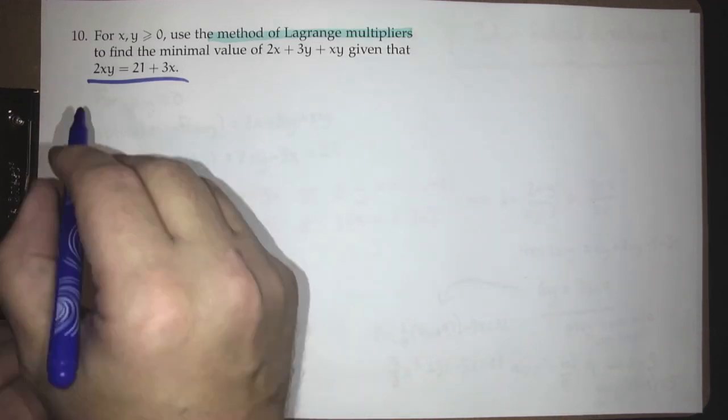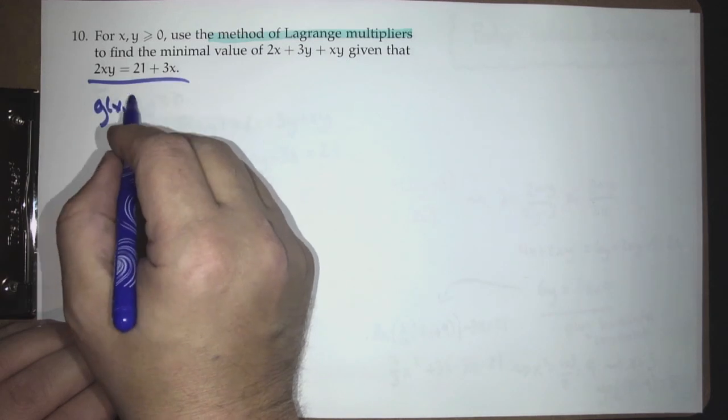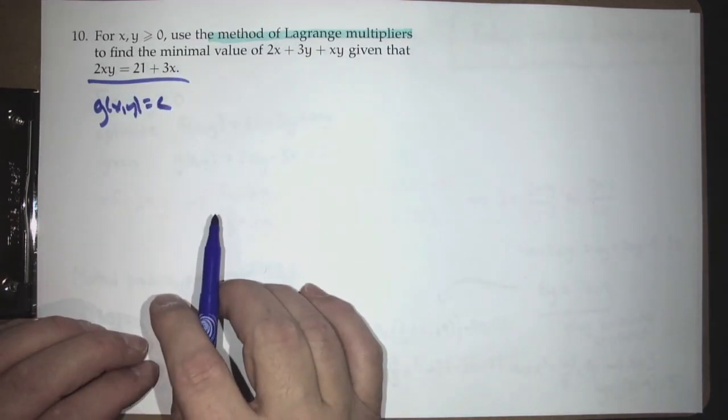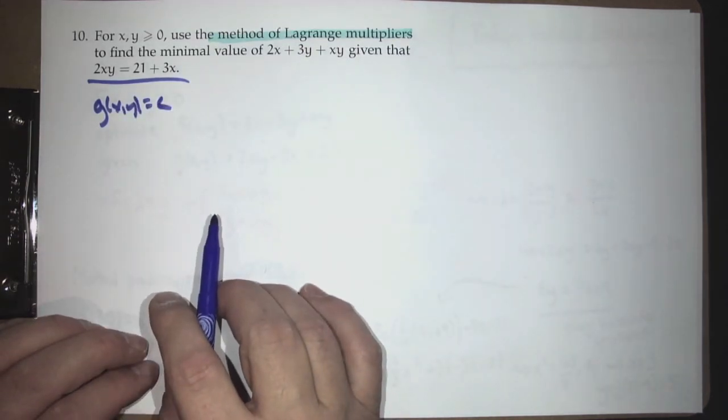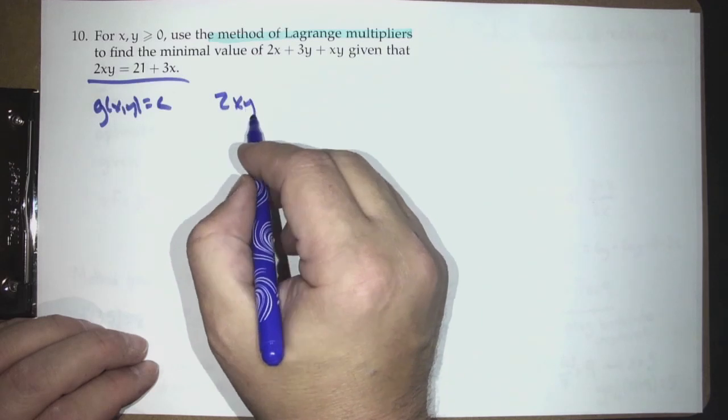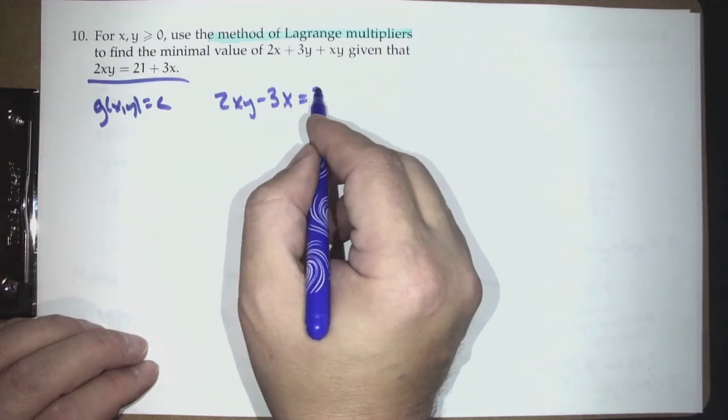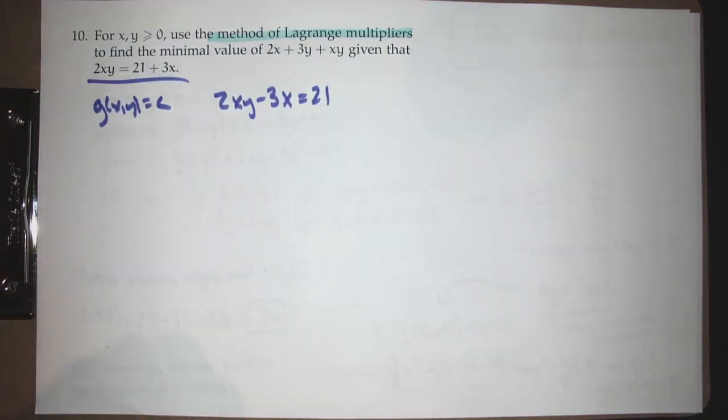Now, is there anything suspicious about our constraint? I'll point out the constraint will have the equal sign. Is there anything bad here? Or maybe I shouldn't say bad. Not good. Yeah, your constraint should look like g of x, y equals c. So how do you fix it? Yeah. It's the power of subtraction. And now you're ready to go.